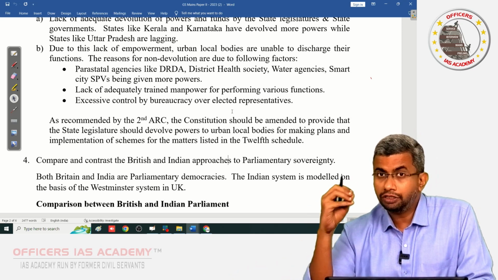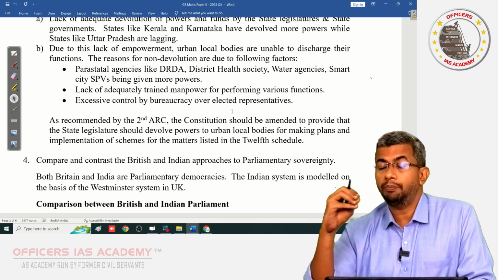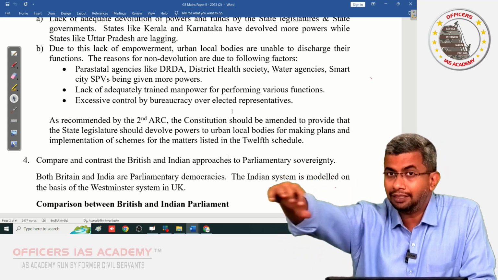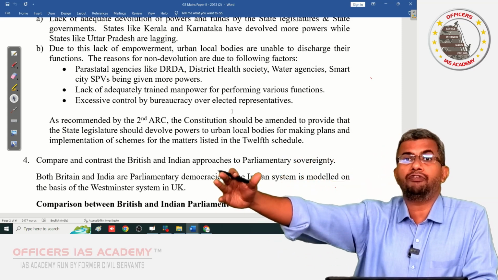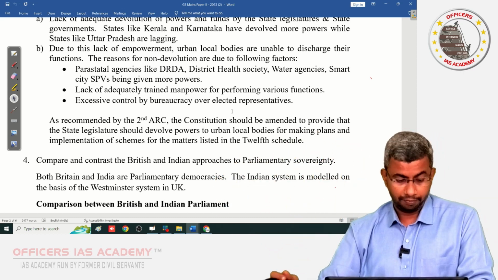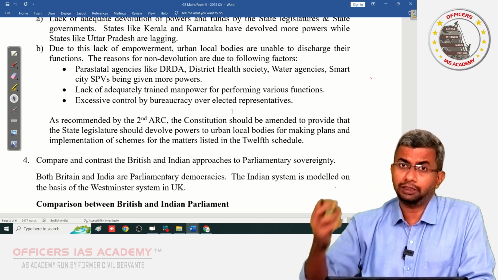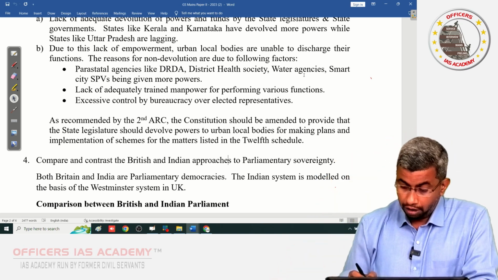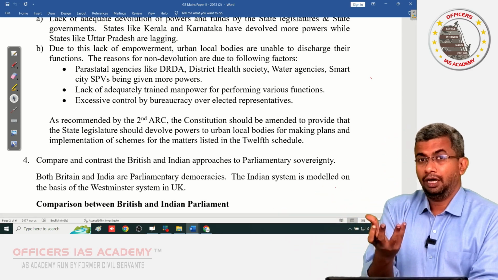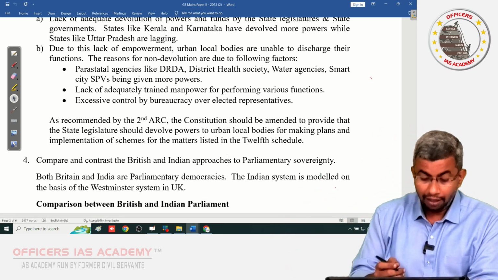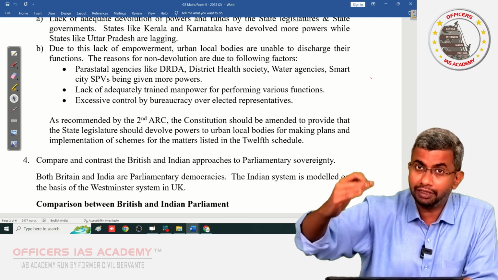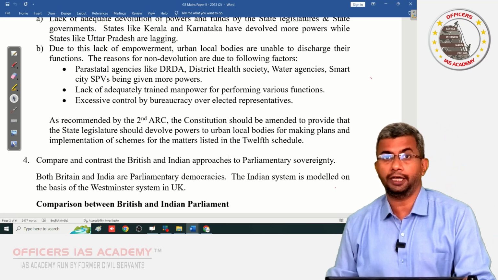The urban local bodies lack empowerment also because of competing parastatal agencies. What are parastatal agencies? Other government agencies which compete for the powers and the funds, like DRDA, which is for rural areas, but also district health societies, water agencies, sewerage board, water supply board. These are all in metropolitan areas, but they are all manned by bureaucrats. And smart city SPVs, which are again in urban areas. So they are getting the share of powers and funds which the elected municipal bodies are not getting.